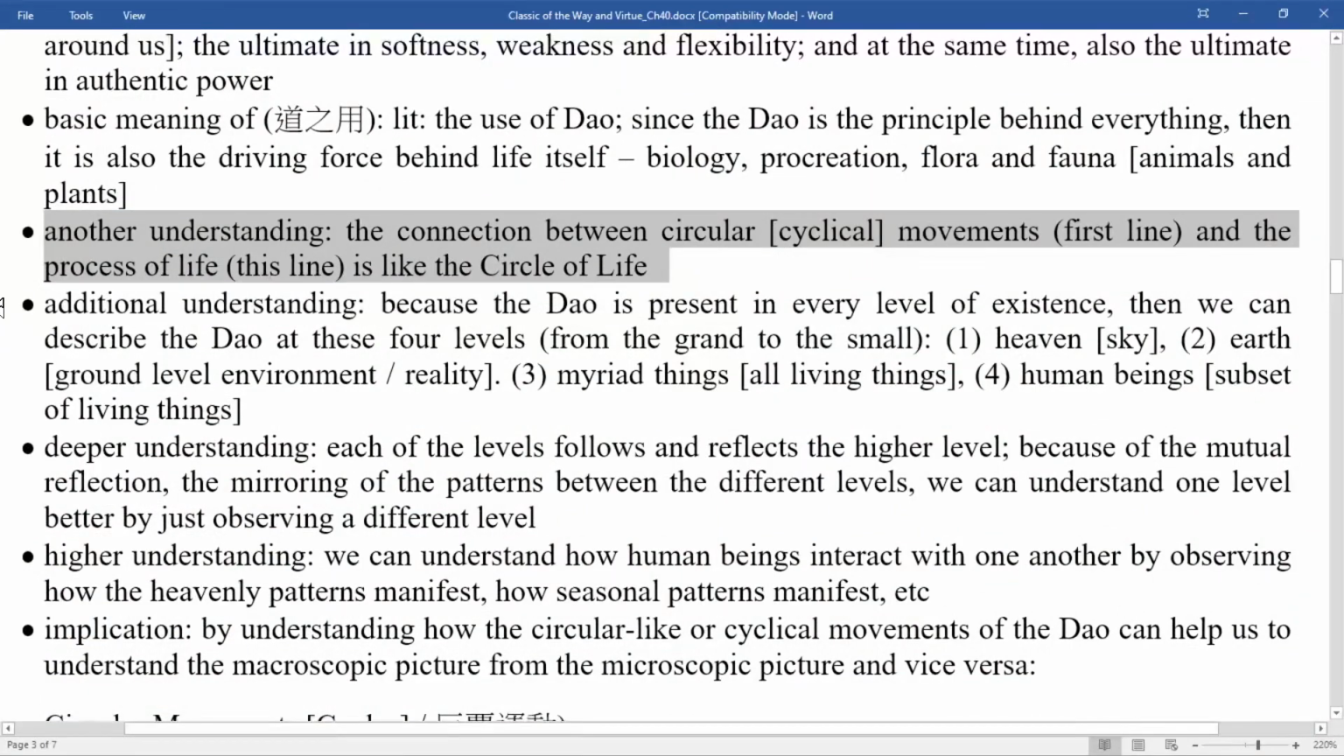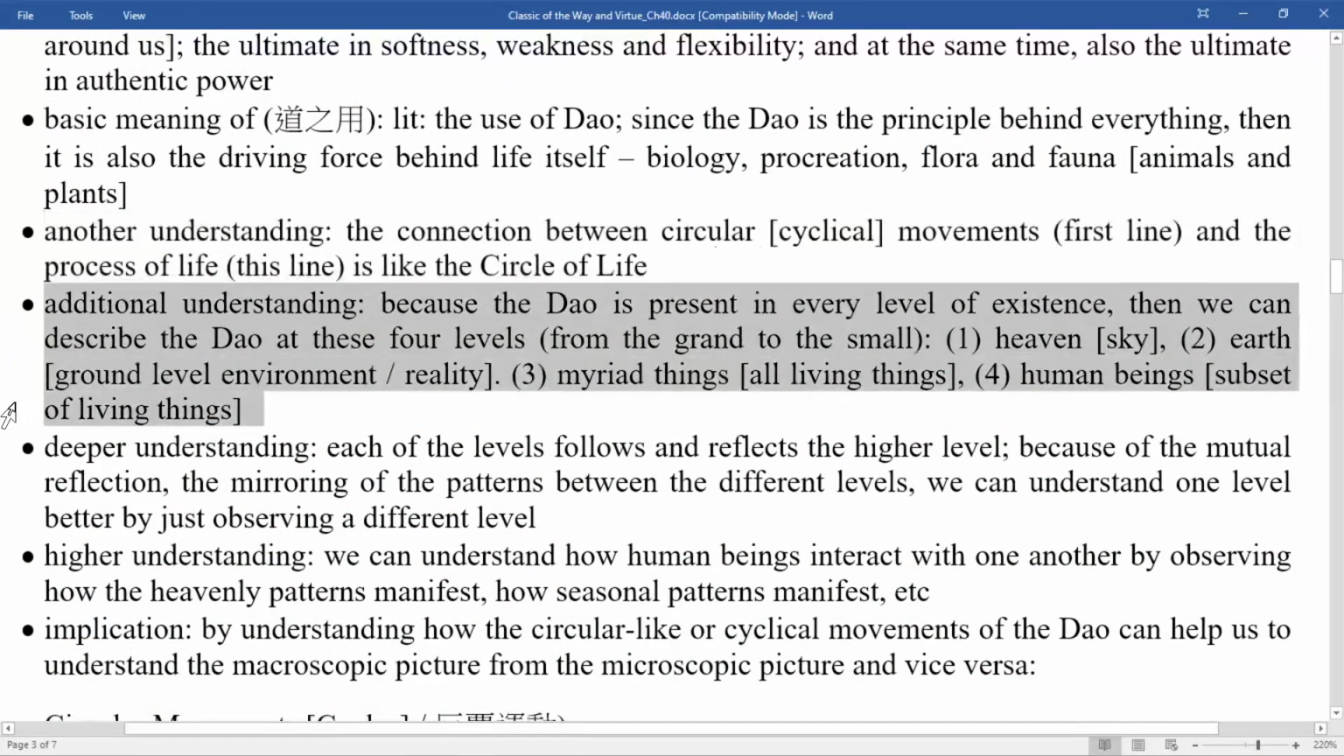Because the Tao is present in every level of existence, we can describe the Tao at these four levels, from the grand to the small. So I'm going from the broad aspect down to the more minute aspect. From our human perspective, of course, the grand level is the sky, the heavens. Then the earth, that's the ground level, or the reality level, because we live on the earth. We don't live in the sky, right?